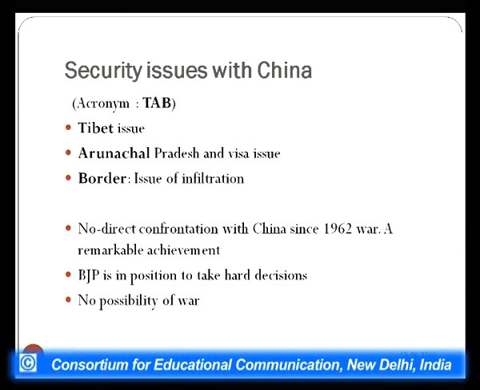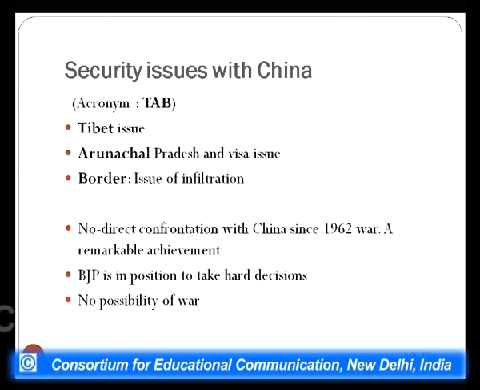And now I'm coming to the second security issue, which is the issue with China. With China, we have different issues, and I've used the acronym TAB. So how can we solve the issue related to TAB? T refers to the issue of Tibet, A refers to Arunachal Pradesh and the visa issues, and B refers to the border issues that we have with China.